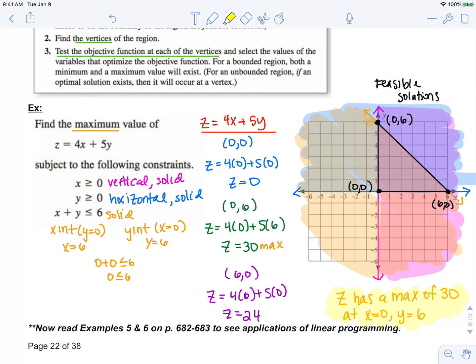I want you to read examples 5 and 6 on page 682 and 683 so you can see some more applications of linear programming, and then we can practice this together more in class.